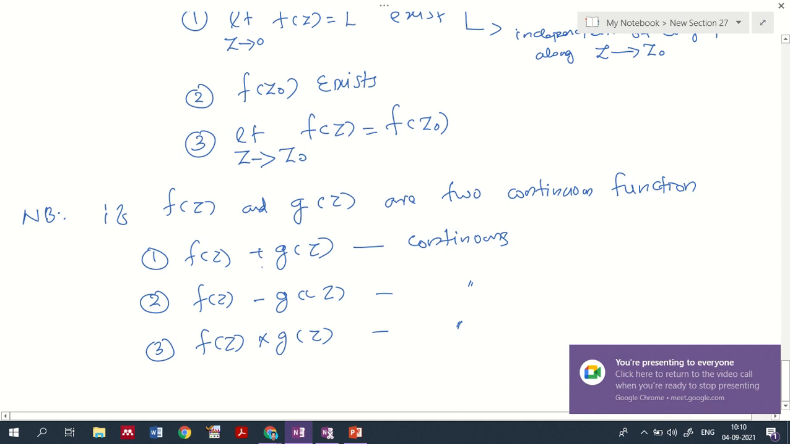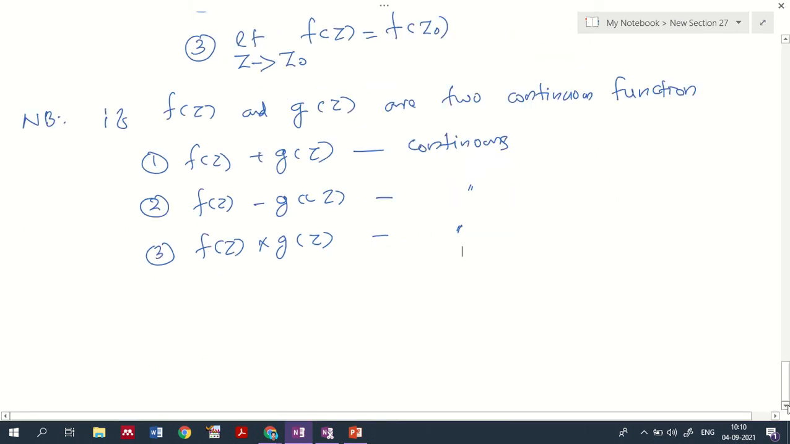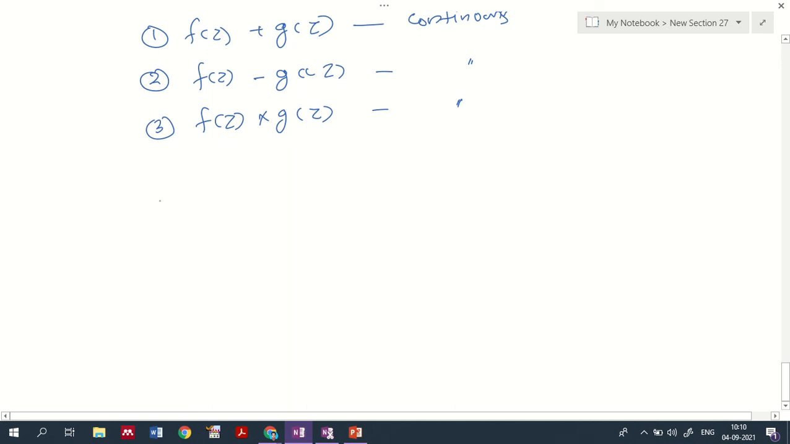Okay, now we'll have a third case. In this case we have f of z divided by g of z, so that means division is coming between two functions. In that case also this will be continuous if and only if g of z is not equal to 0, that is, this complex function should not be equal to 0.